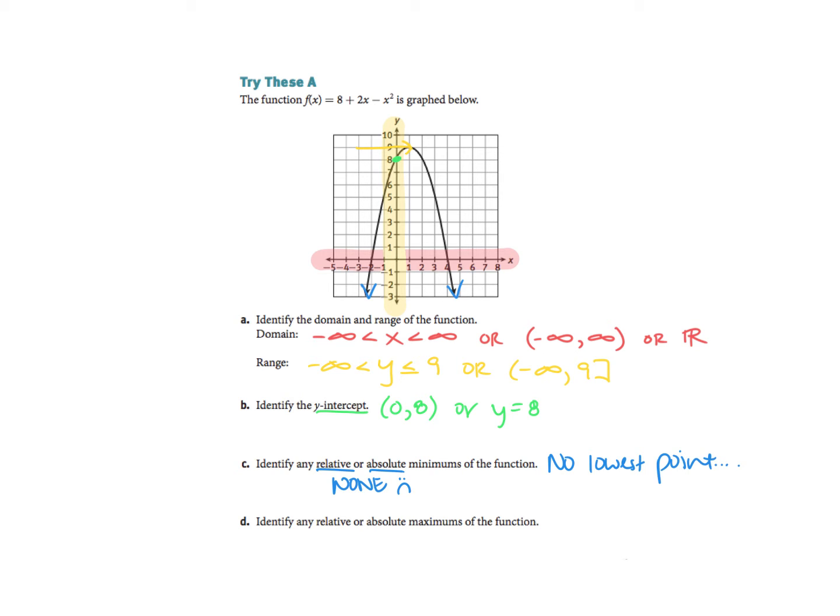Now, looking for any relative or absolute maximums, we're asking, is there any highest point? Really, there's only one highest point in our graph, so that's going to be the relative and the absolute maximum. So we can say that as the y value equals 9. Or if you wanted to say the coordinates, you could also say (1, 9), totally fine, but there's only one for each, the relative maximum and the absolute maximum. So I'm going to write only one for each.